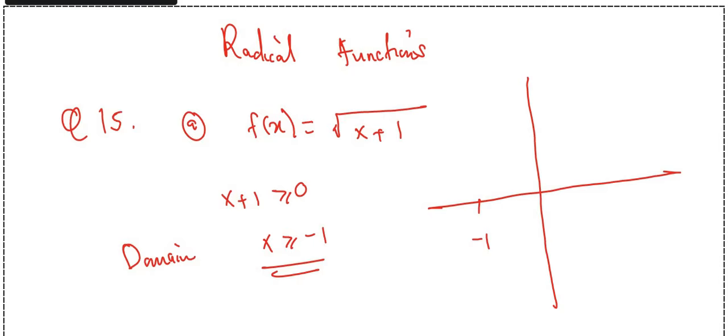Let me just try this one more time. This will go like that, passing at 1, because when x is 0, the square root gives you 1. So this is the graph starting at negative 1. That's what you have. So hope this is okay.